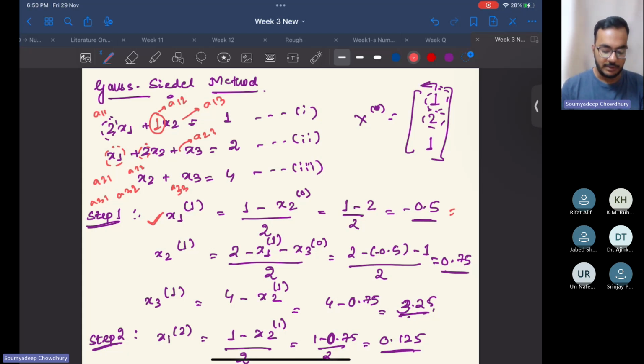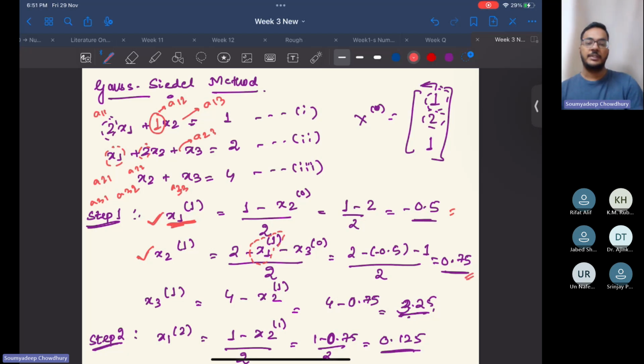However, in the second step, carefully note here, x2 of 1, previously we were using 2 minus x1 of 0. That is, in the first step we were using the values of x of the previous step. But here, since we have already found out x1 of 1 in the previous step, we will be using x1 of 1, not x1 of 0. That is the most updated value of the variable we will be using. So it is 2 minus x1 of 1 minus x3 of 0. For x3 we will be using the 0th value only because we have not yet obtained x3 of 1, right? Divided by 2. So that gives me 0.75.